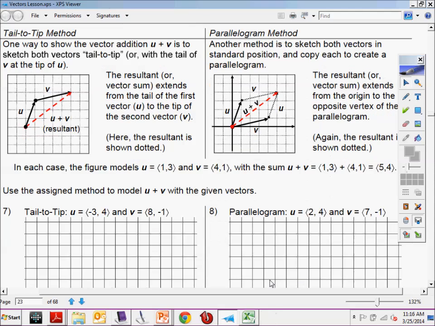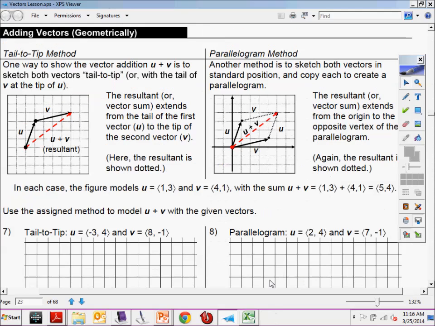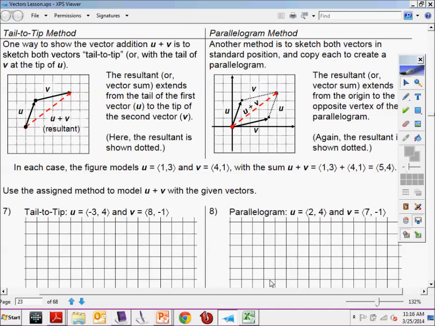All right. What you did yesterday was you worked on it geometrically. You were given your points and you connected those points, correct? And then you counted your unit boxes. You counted and found what those components were, and once you found the components, you were done. That's what happens geometrically.